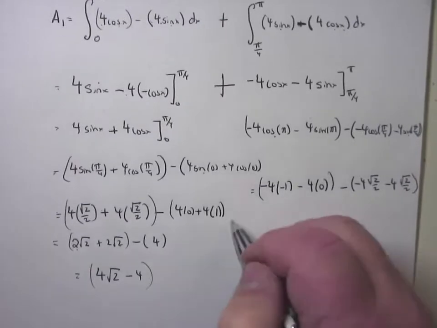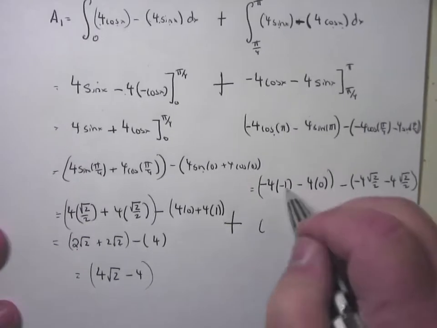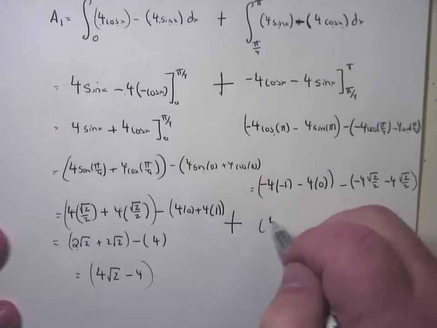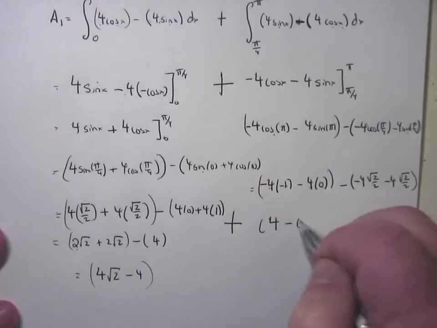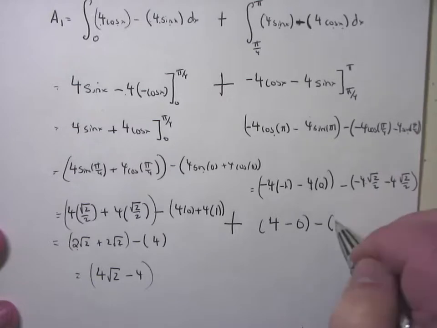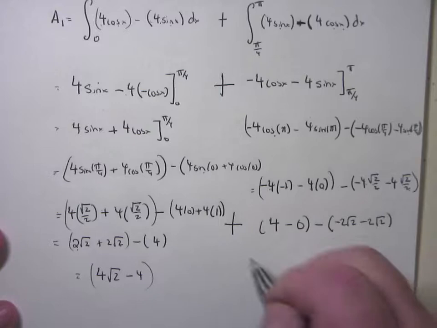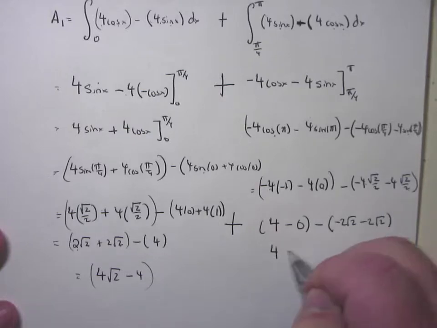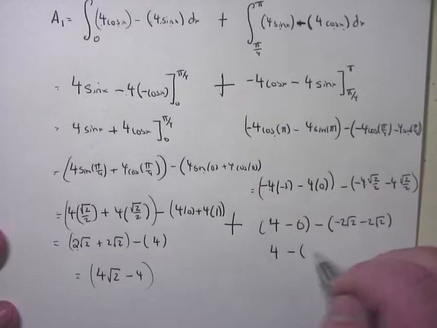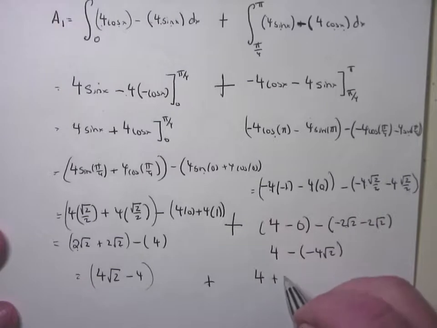So remember, we're going to add these answers together. So I'm cleaning up this part over here. A negative 4 times a negative 1 is a 4. Minus 4 times 0 is 0. Minus, 2 goes into negative 4 negative 2 times, so we get negative 2 square root of 2. 2 goes into negative 4 negative 2 times square root of 2. So I'm left with 4 minus negative square root of 2 minus square root of 2, that is minus 4 square root of 2. A minus makes it plus, so this becomes plus 4 plus 4 square root of 2.